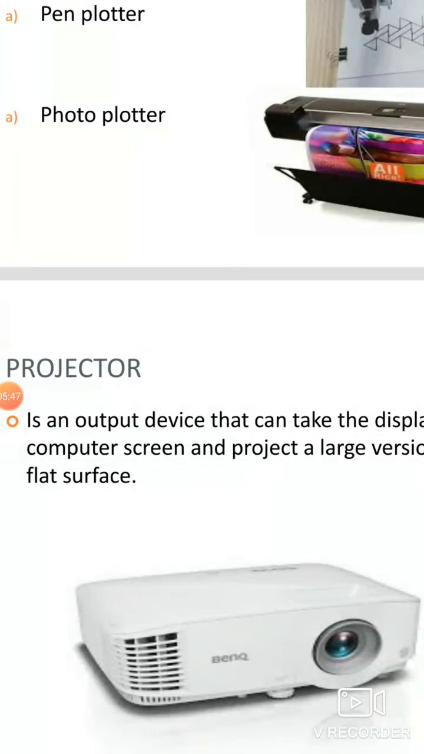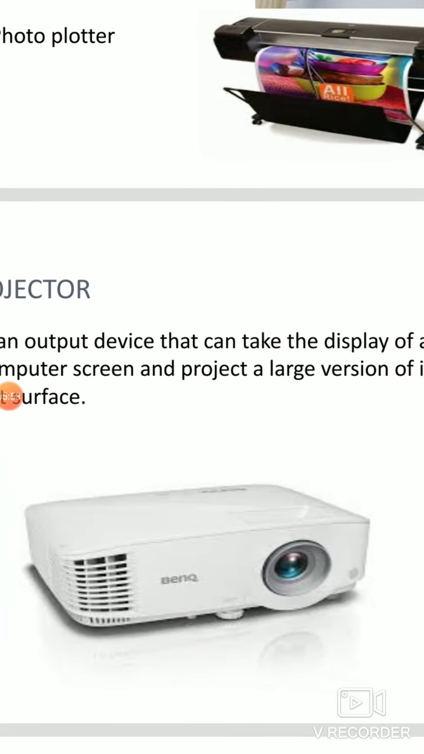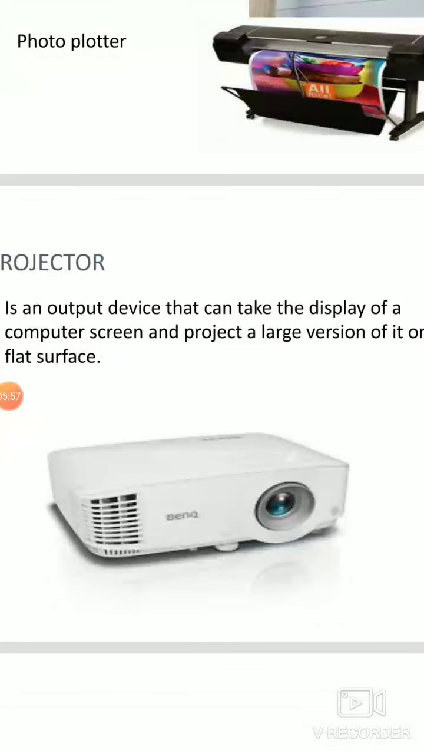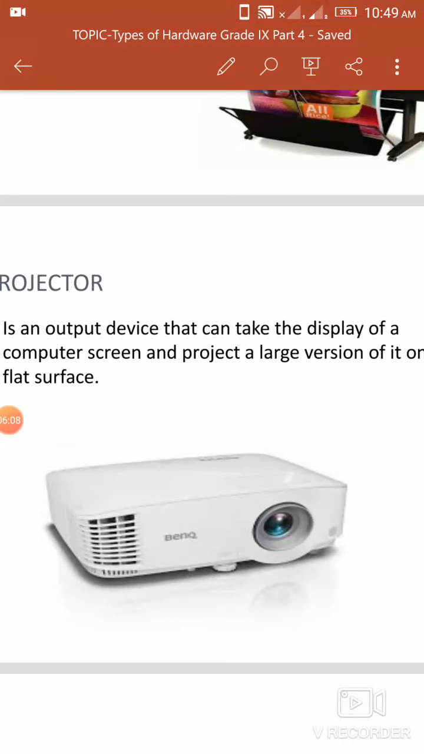Next, we will find the projector, which you will find in your schools and all. It is an output device that can take the display of a computer screen and project a large version of it onto a flat surface. Projectors are mainly used for presentations and for big events and all, for displaying things on a large screen so that the audience can easily understand. So all these are the different types of output devices. Thank you.